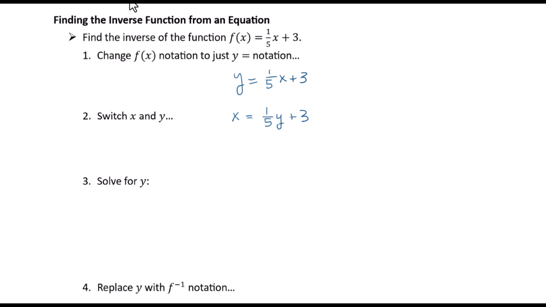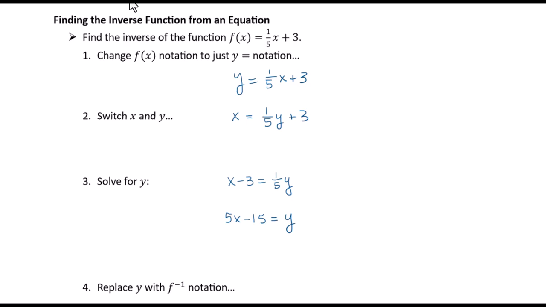Now we want to solve that new equation for y. My idea is that I want to isolate first the term that has the y in it, the 1/5 y. I'm going to subtract 3 from both sides. And to get rid of the 1/5 in front of the y, I need to multiply both sides by 5. So it'll be 5x minus 15 equals y.